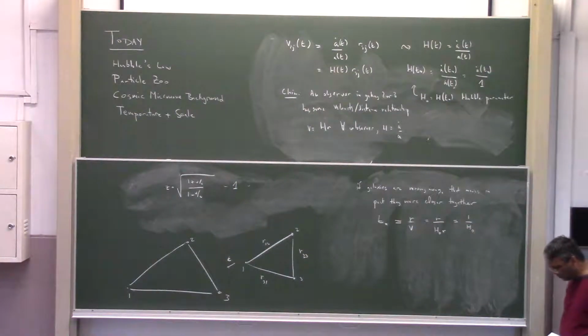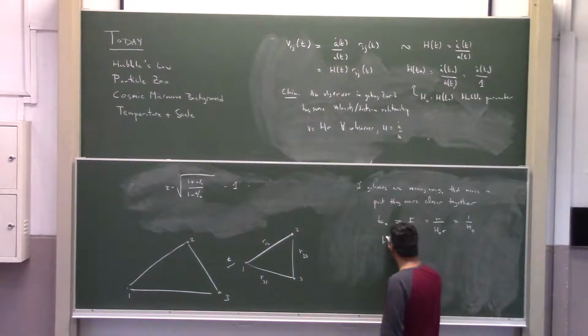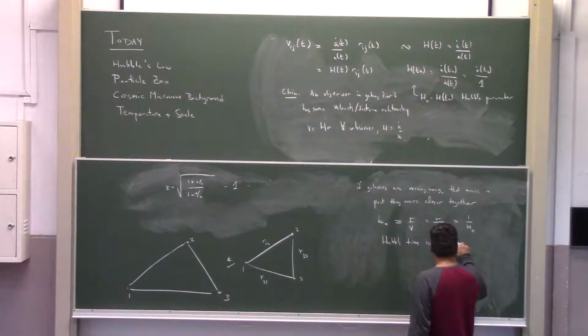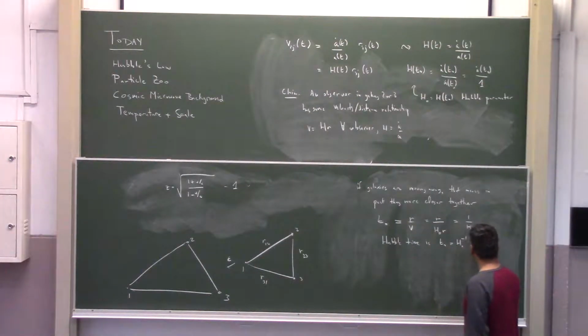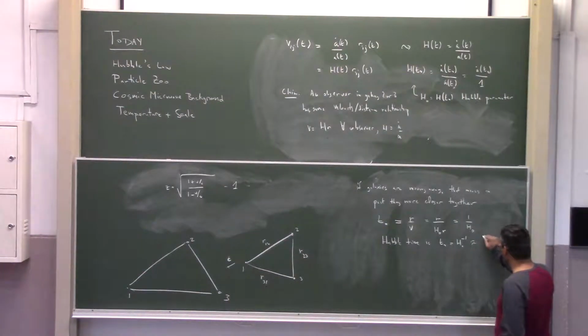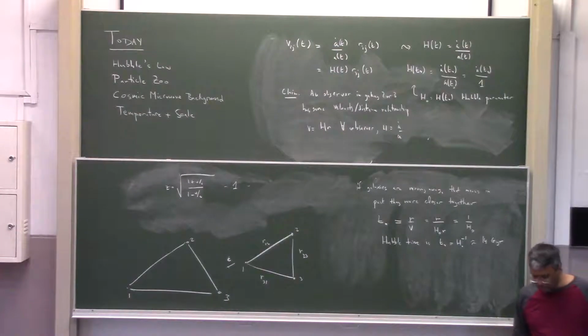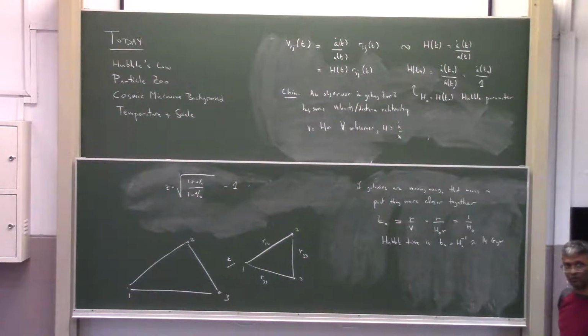So the Hubble time is the inverse of H0, and this works out to about 14 billion years, which is our first guess for the age of the universe. It turns out not to be a bad guess, since the universe is about 13.8 billion years old.